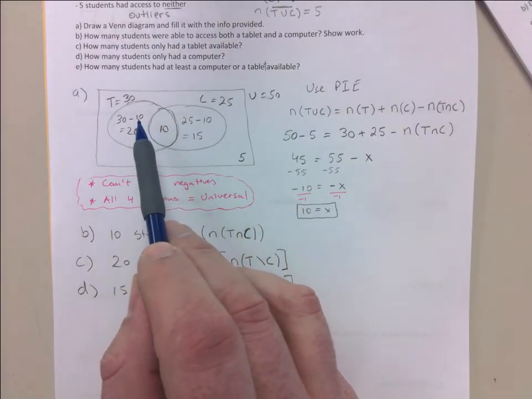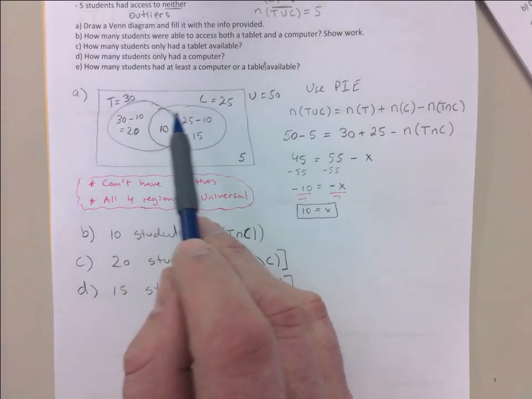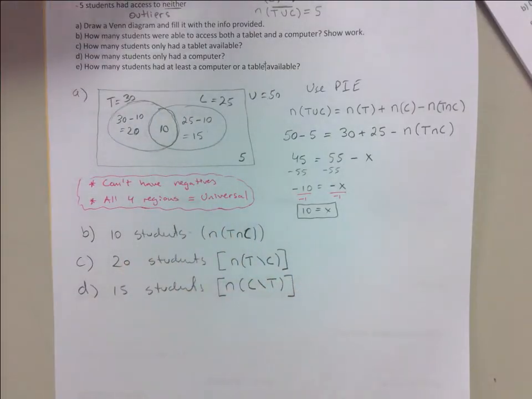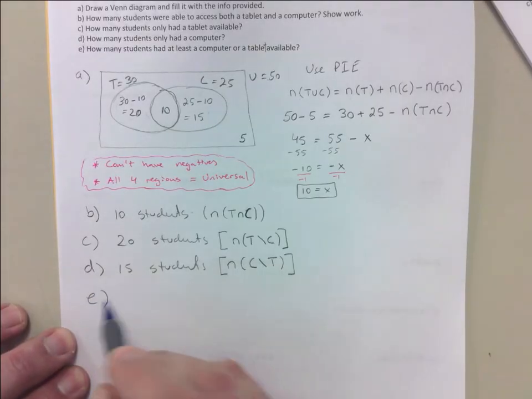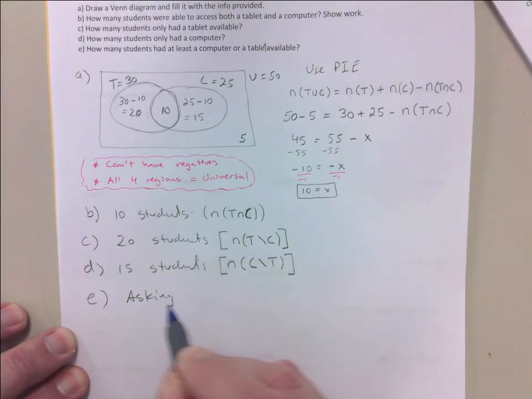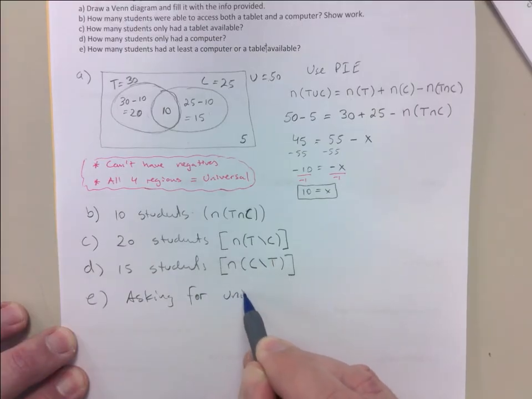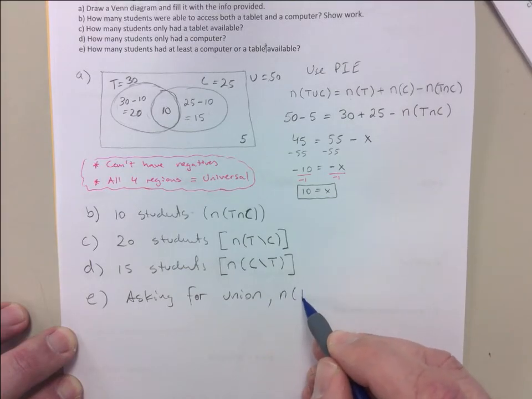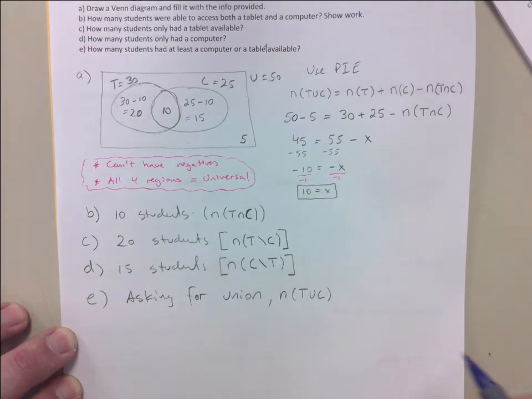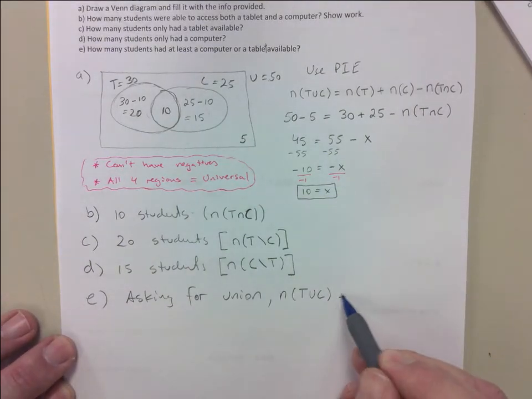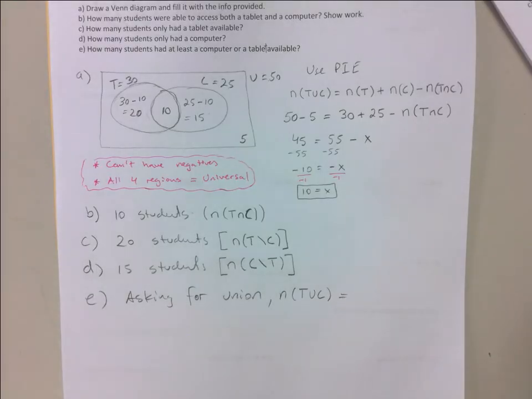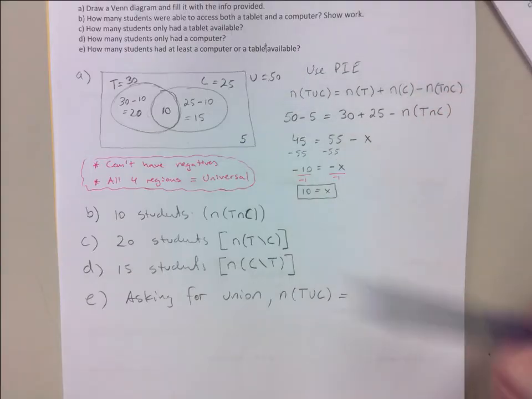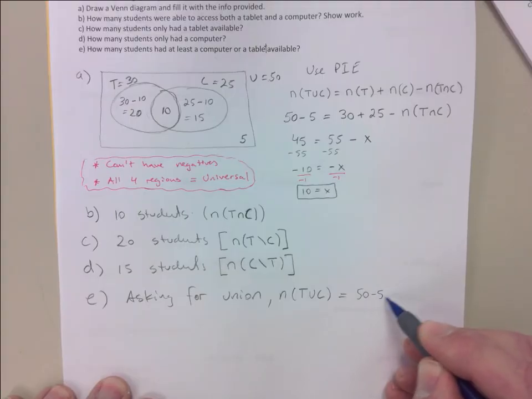At least one. So there could be a student that had only a tablet, only a computer, or both, right? So we want whatever is in here. So this one is asking for union. Okay? N of T union C. And what would that be? We can actually just figure it out. There's a bunch of ways to figure it out. We could go 50 minus 5 is 45.